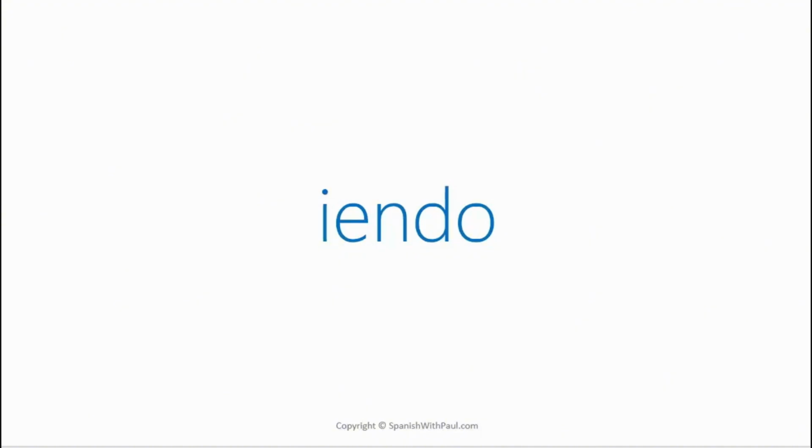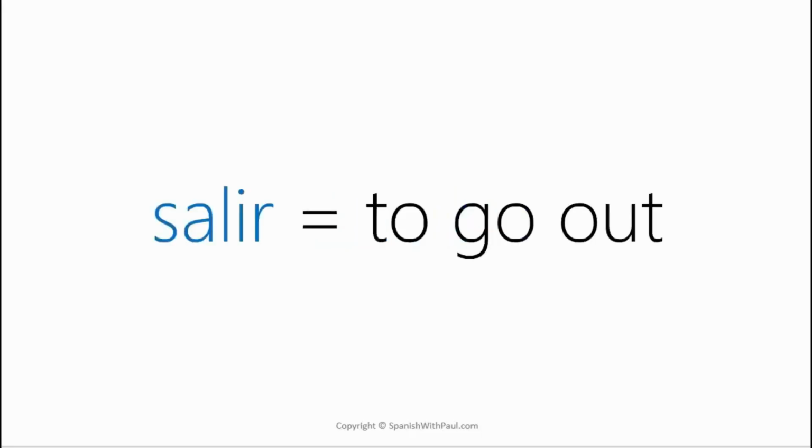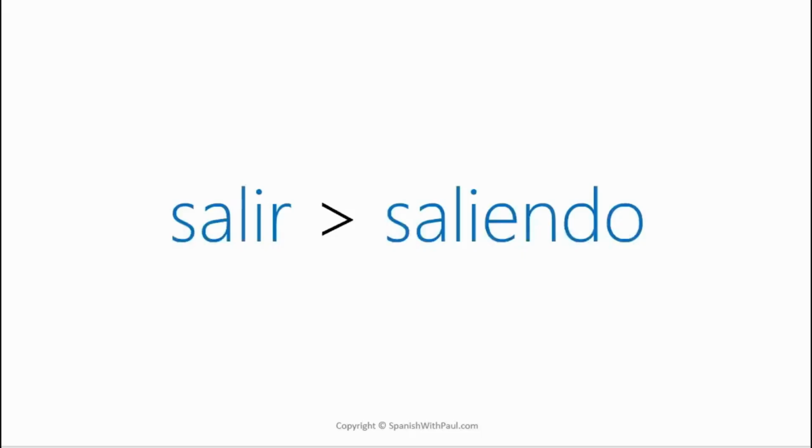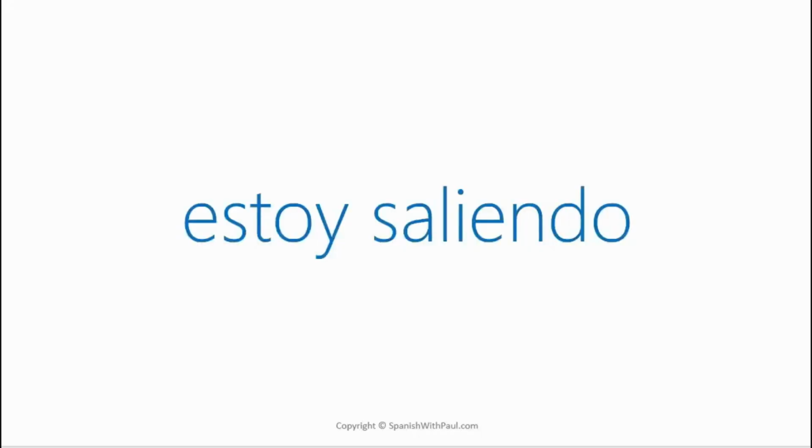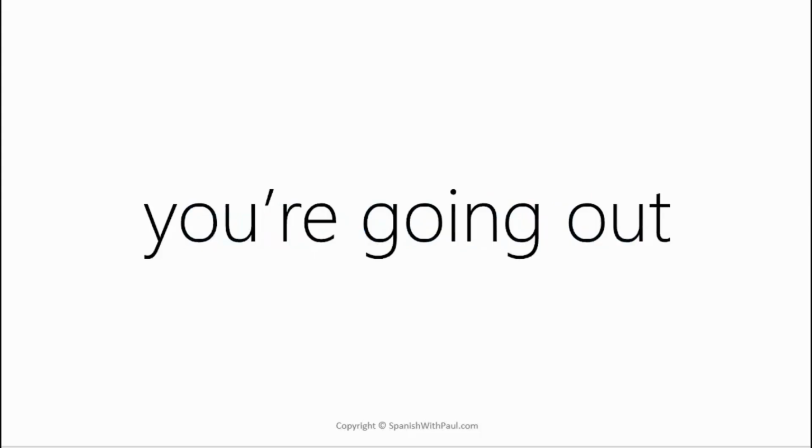For example, let's take the verb salir, to go out. So what we want to express is going out. This is the ing with the verb. So the sound of salir goes to saliendo. Here you can hear that yendo sound. Salir, saliendo. How would you say I'm going out? Estoy saliendo.